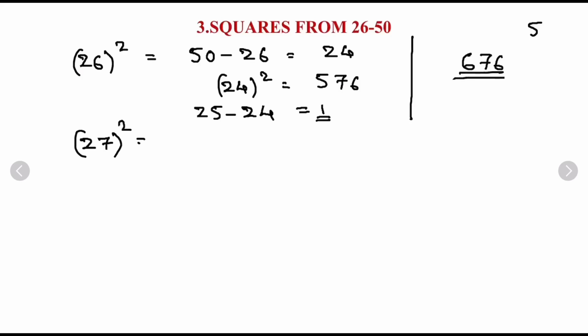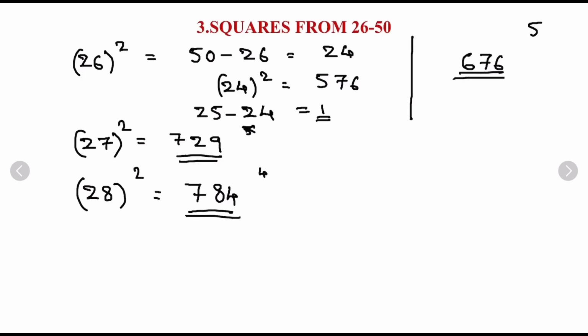Let's go with another example, 27 square. How much less than 50? 23. So 23 square, 529. Keep 29, 5 carry forward. So 25 minus 23, 2. So 2 plus 5, 7. So 729 is the answer. To go with another example, 28 square. How much less than 50? 22. 22 square, 484. 4 carry forward. 25 minus 22, 3. 3 plus 4, 7. So 784 is the answer.